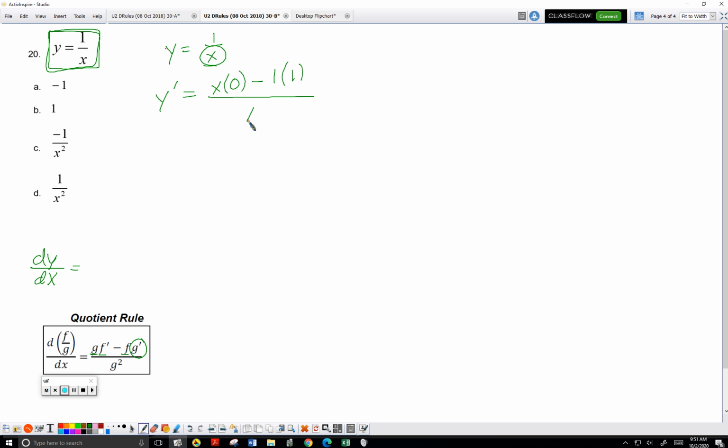Divided by the bottom squared. Problem solved. y prime equals 1 and a negative 1 over x squared. Like that.